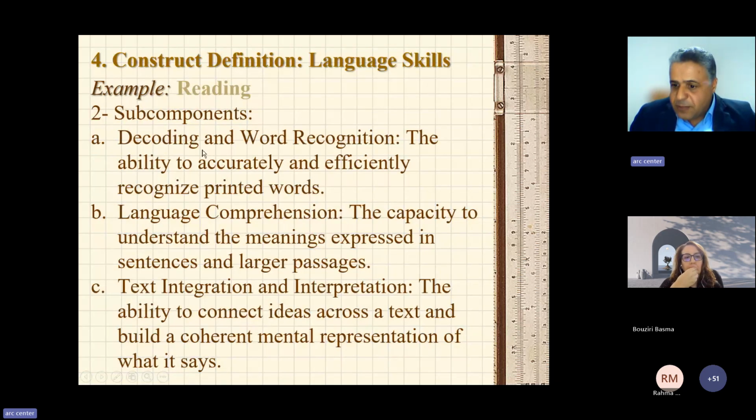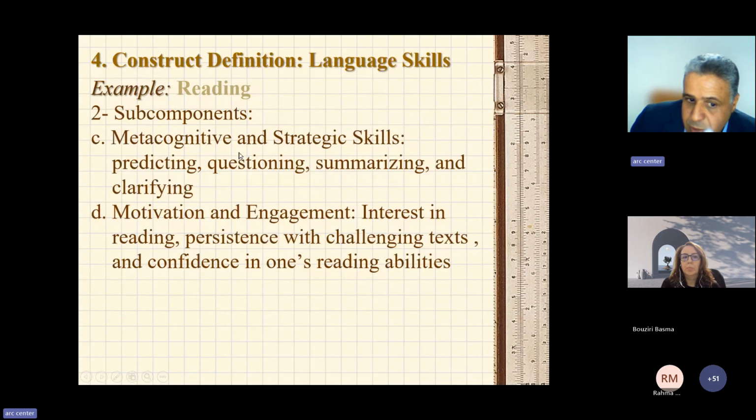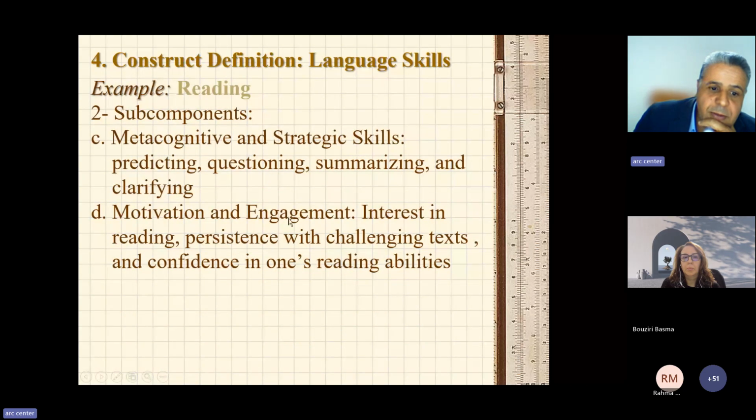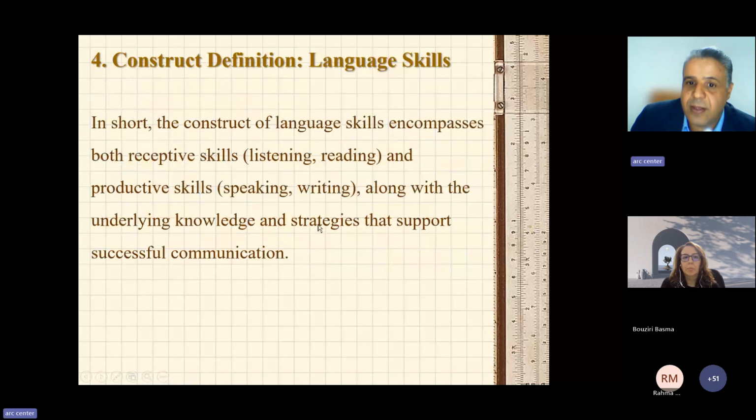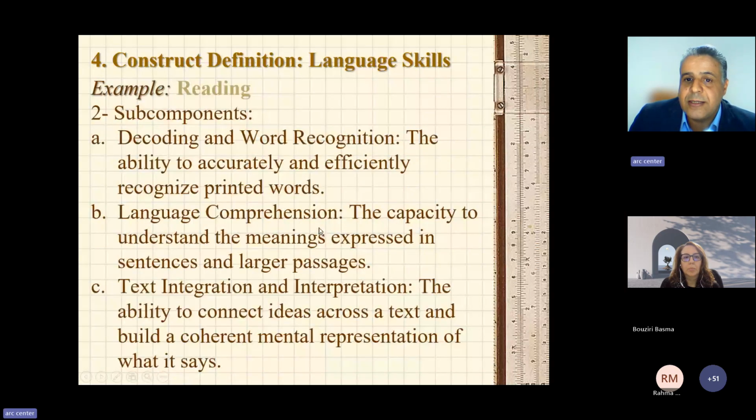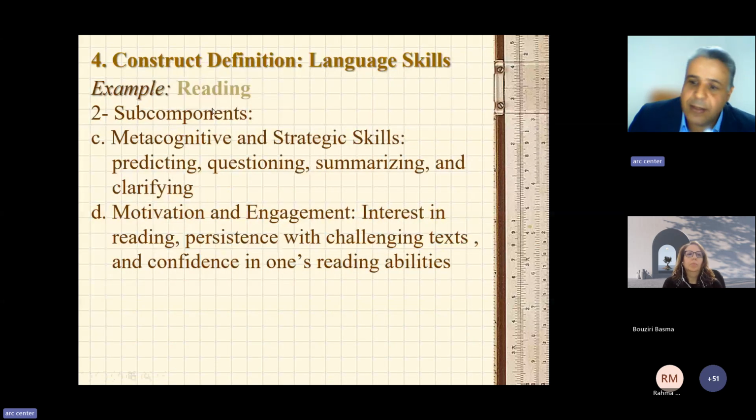the difference between the items, or the selection of the items, is basically done in the operational definition. So we do not talk, for example, about metacognitive or strategic skills with the basic or elementary levels. These are basically what the items we design are for, more advanced levels.